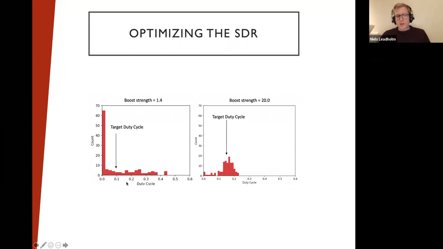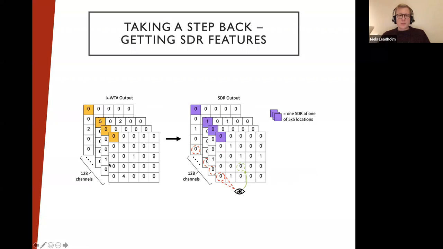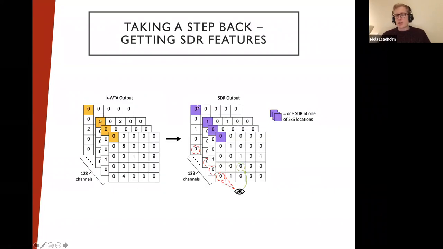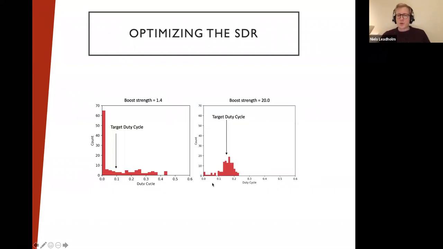And so what you see is that with minimal tuning of this, many of the cells are never active. And so although the representation is sparse and it's binary, it's not actually particularly distributed. But by aggressively increasing the boost strength, it can be ensured that most cells participate at some point in a representation. And in practice, it was found that this significantly improved performance.